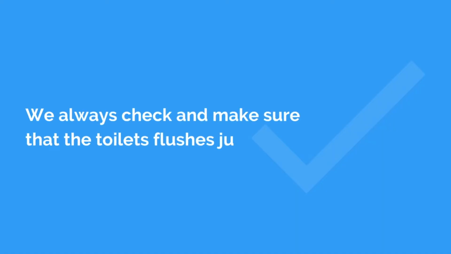The first is the toilet. Whenever we give them a property, we always check and make sure that the toilet flushes just fine. However, there are times where tenants will flush something, either on purpose or by accident, thinking that it'll flush down no problem, and it doesn't. This could be a toothbrush by accident, or tampons, or something of that nature, or just too much toilet paper.